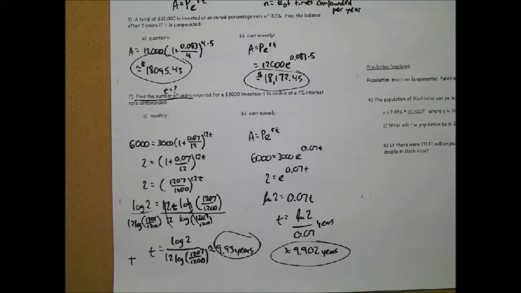And if you compare your answers here, what does it seem like in general is the better kind of compounding? Is monthly better or is continuously better? Monthly takes a little bit longer to reach that goal of $6,000, whereas continuously it takes a shorter amount of time to reach that goal. Same thing with investing for the same amount of time. If you compound continuously, you get a little bit more money than you would have if you had compounded quarterly.